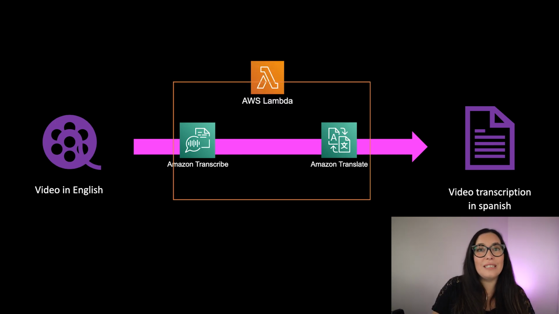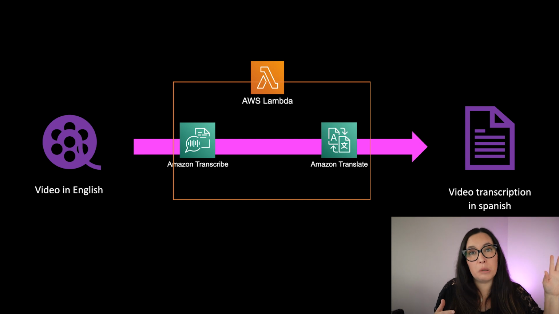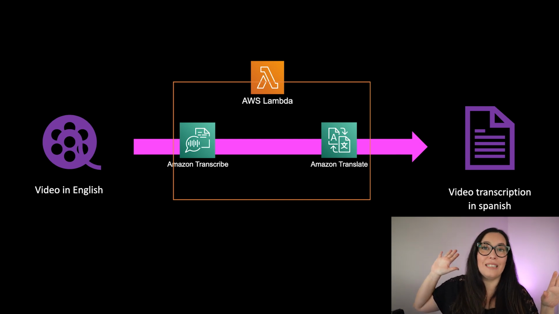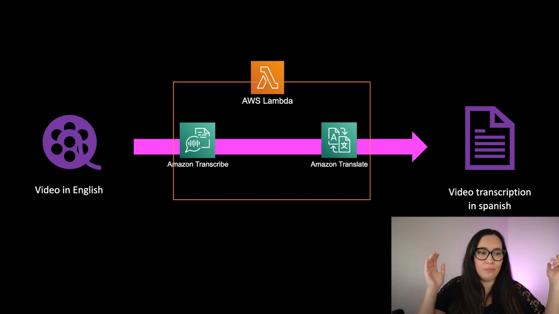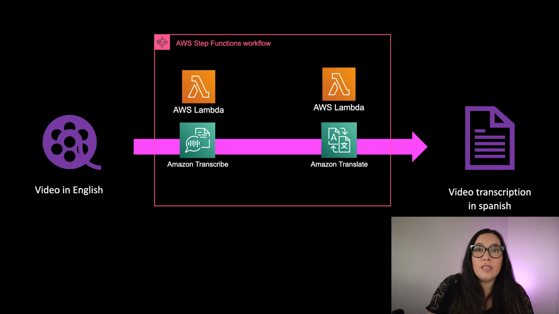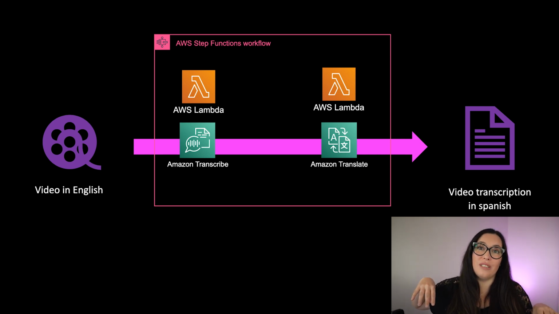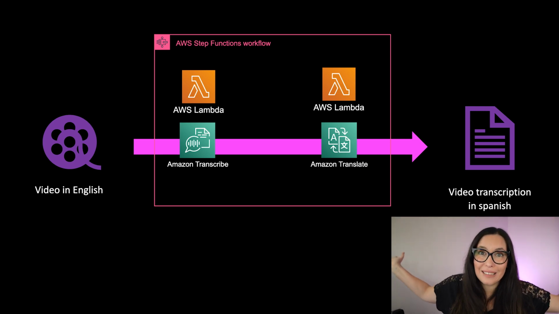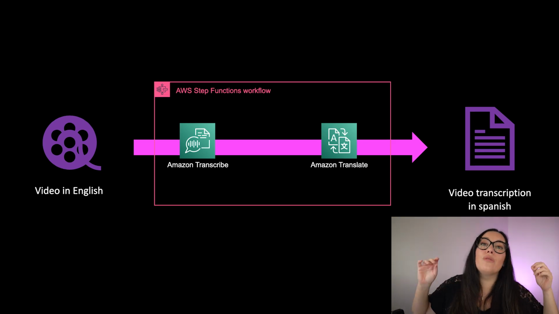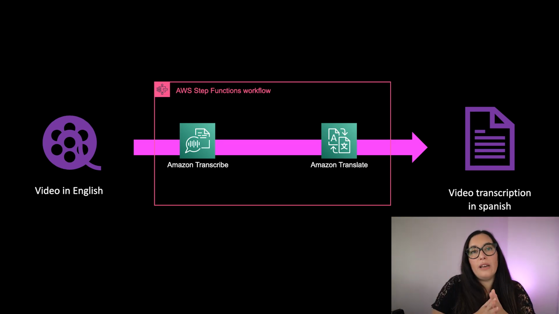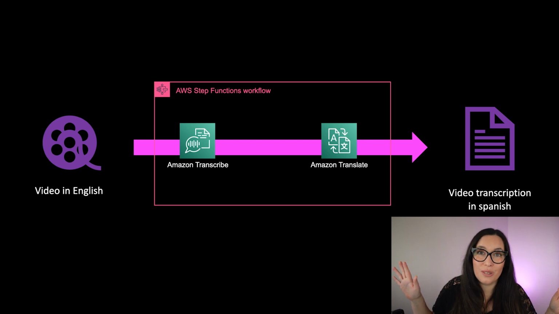If we were doing this two weeks ago, we would use a Lambda function that would call the API for Transcribe to start a transcription job, and then pass that transcription job into Translate and get the output. You can also use Step Functions for this. You can have two Lambda functions, one that invokes Transcribe, one that invokes Translate, and get the same result. But if we do this today, we can have no Lambda functions whatsoever.